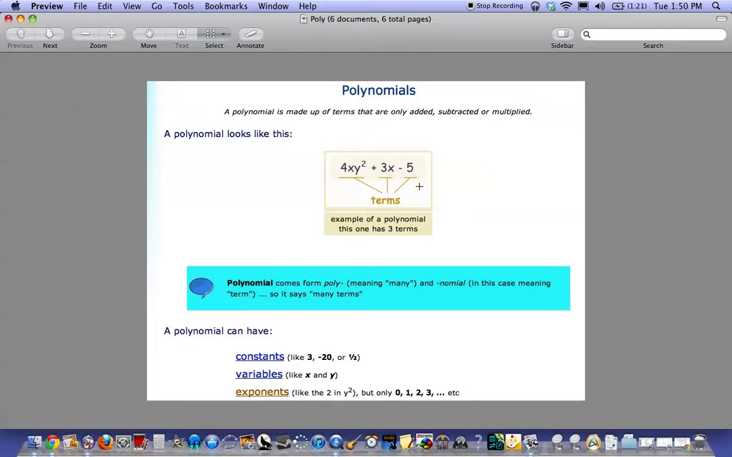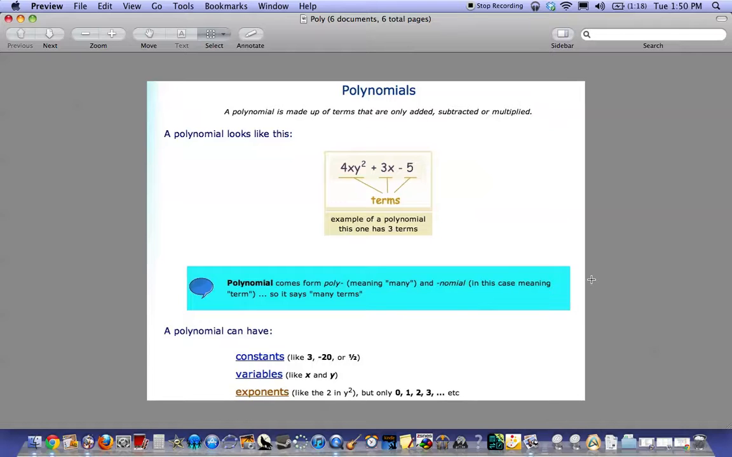Anytime you see a plus or a minus sign, that's basically telling you we are starting a new term. Okay, so you have your first term here. You see the plus sign, you know another term is starting. You see the minus sign, you know another term is starting. And so you have a total of 3 terms.